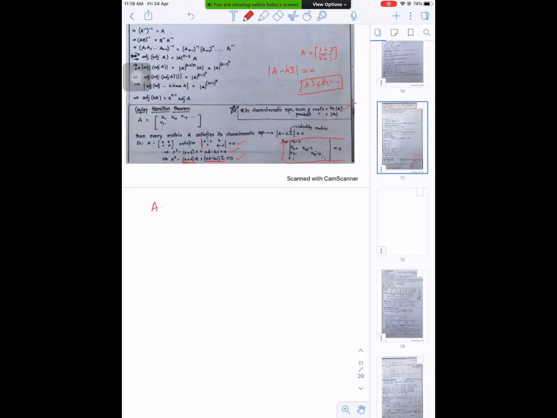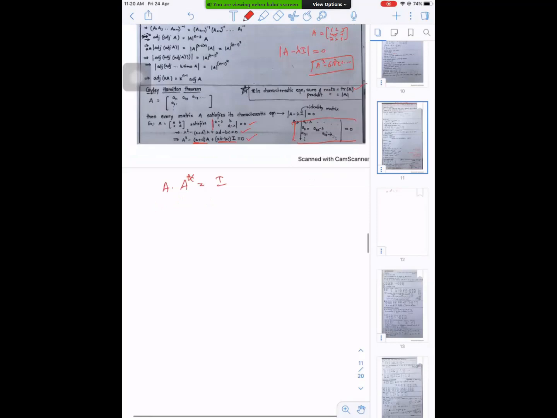So here, A into A star equal to identity is our result. Just a simple example I'm taking: A plus iB, C plus iD, P plus iQ, M plus iN. If you take this as A, we'll see how this matrix looks. Just 2 by 2 I'm taking. A star means what? Transpose of the conjugate matrix: A minus iB, C minus iD, P minus iQ, M minus iN. Now this is equal to the identity matrix.